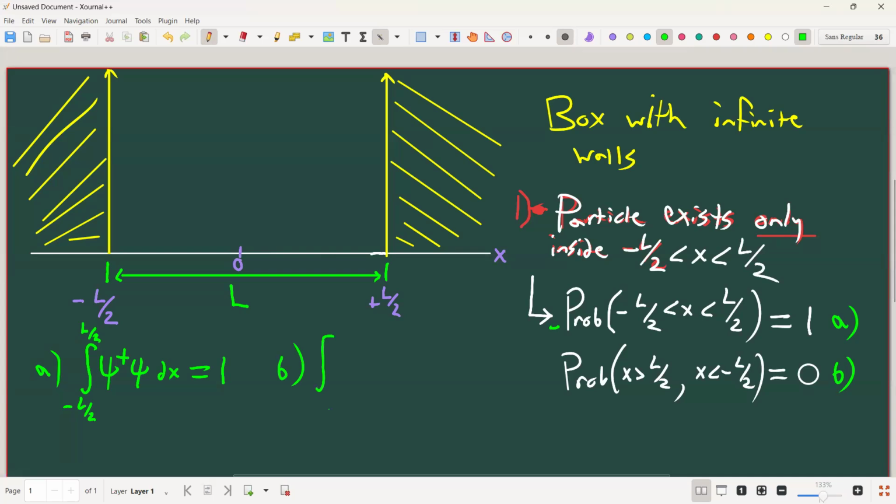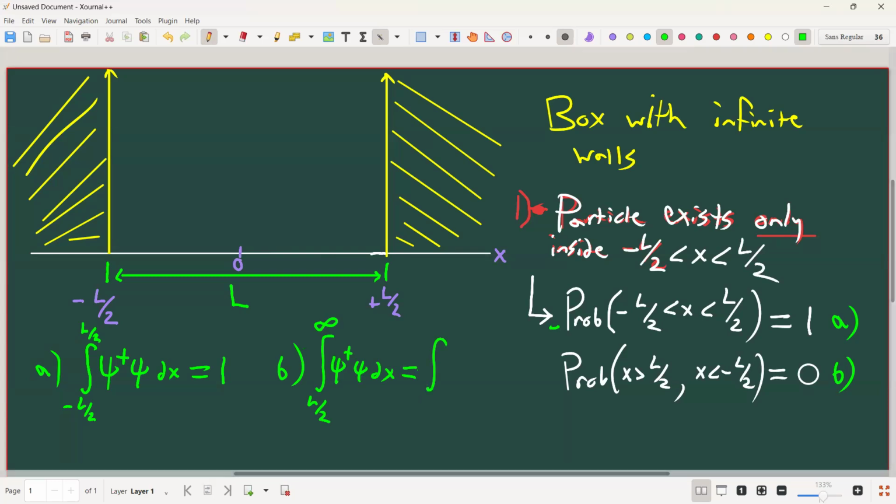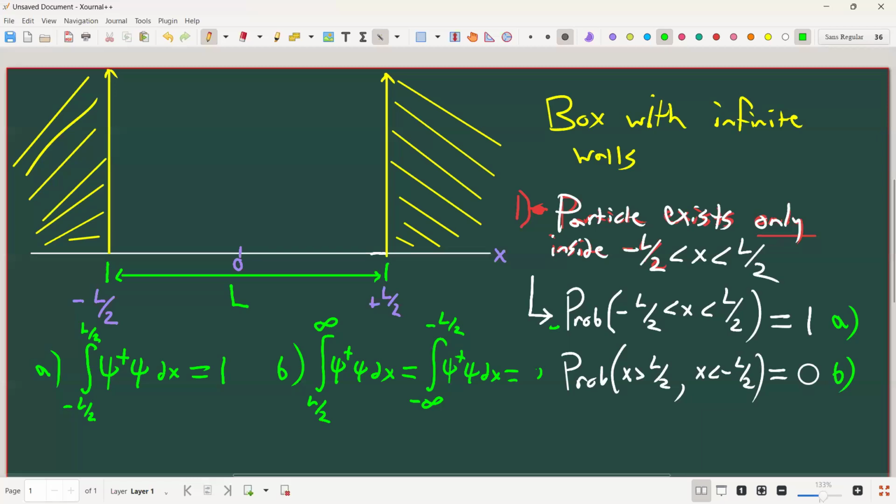So the integral from L over 2 to infinity of psi star psi dx is equal to the integral from minus L over 2 to minus infinity of psi star psi dx, which is 0. So what this means is that the function that represents the particle, the wave function of that system, only exists within the box, and it's 0 everywhere else.